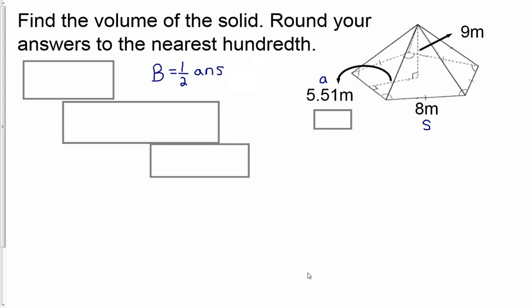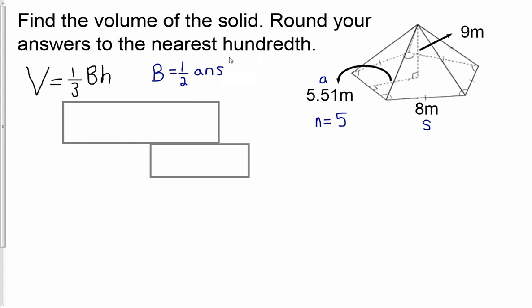If you're thinking of your formula, base is half ANS. I give you AS, what is N? 1, 2, 3, 4, 5. It is the number of sides. I said pentagon, so it's 5, right? So 1/3 base times height. I would just plug in the numbers here. I don't need to have just base solved by itself.